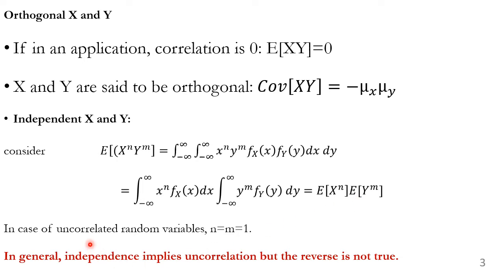In case of uncorrelated random variables, the value of n is equal to m, that is equal to 1. We can make a general statement here that whenever we say that two variables are independent, that means they are uncorrelated to each other.